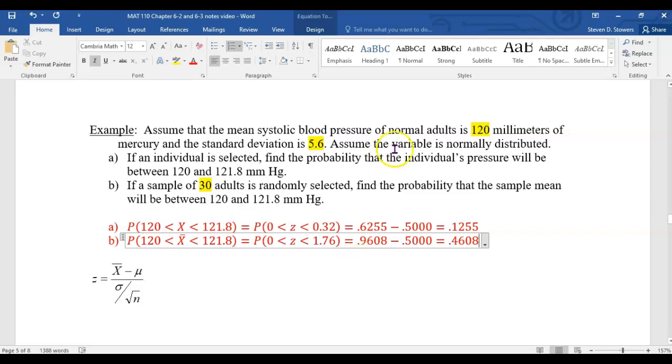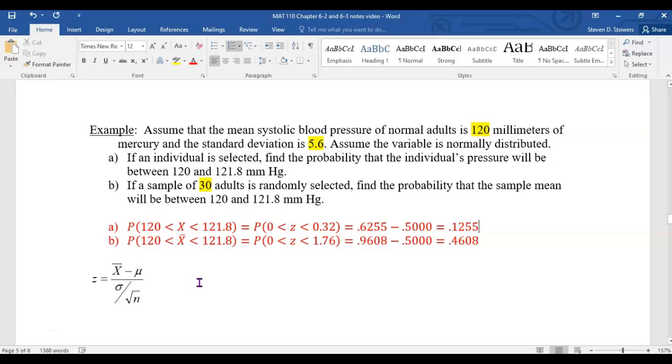So there's about a 12.5% chance that an individual would have blood pressure between 120 and 121.8. But there's around a 46% chance that if you've got a whole group of 30 and average their blood pressures, their average, their sample mean, would come out to be between 120 and 121.8.